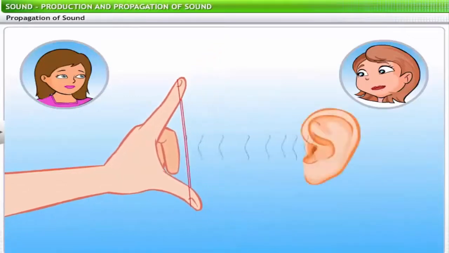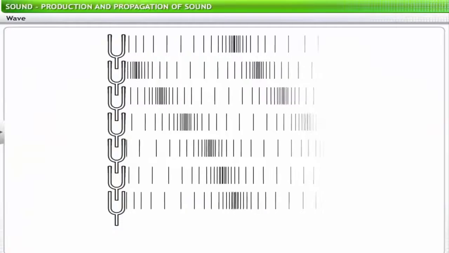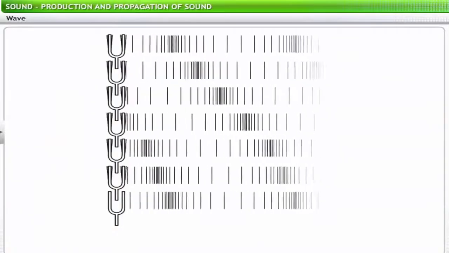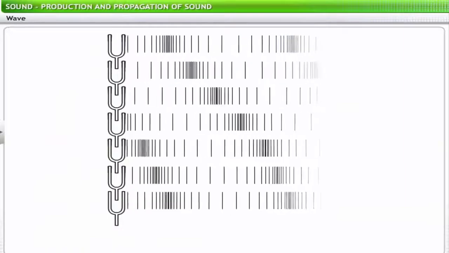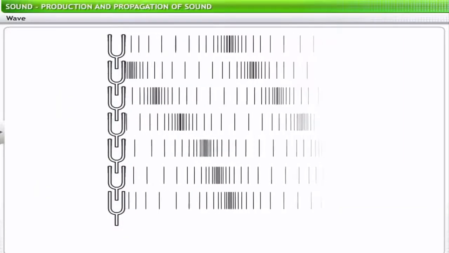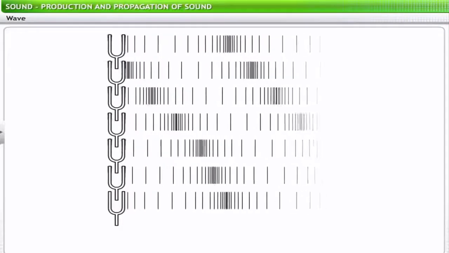This process continues until the sound reaches the listener. As you can see, particles of the medium do not move from the source to the listener, but it is the disturbance in the particles that is carried forward to the listener. This kind of a disturbance is called a wave.